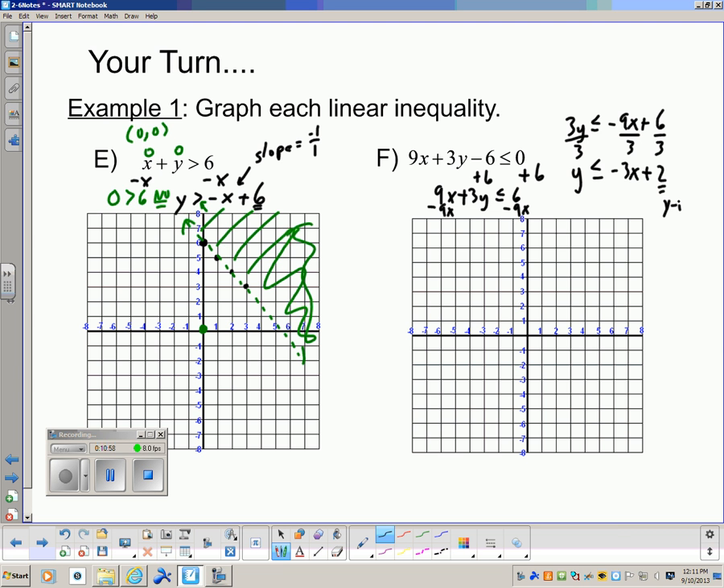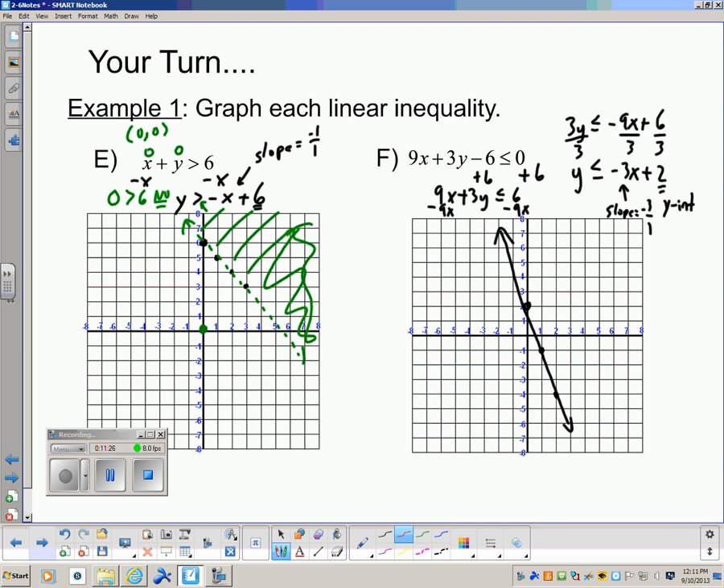Here's my y-intercept is 2. Here's my slope, negative 3 over 1. So I'm going to come down 3 and over 1. Come down 3 over 1. And it's less than or equal to, so it's got to be a nice solid line here. It's got that equal sign in front of it, underneath it.